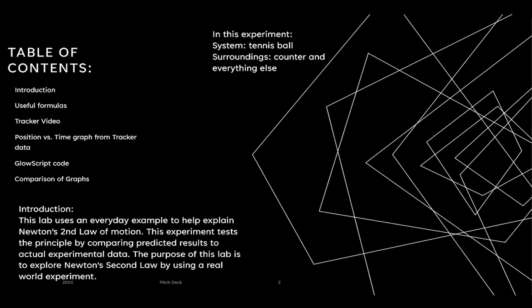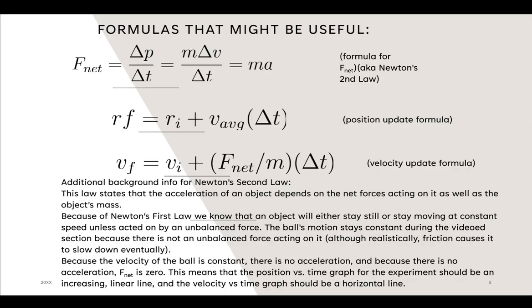In this experiment, the system is the tennis ball that rolls on the counter, and the surroundings are the counter and everything else. Some formulas I included that might be useful include the F-net formula, which is also the formula for Newton's second law, which states that the change in momentum over the change in time is equal to F-net. But this also means that mass times the change in velocity over the change in time equals F-net.